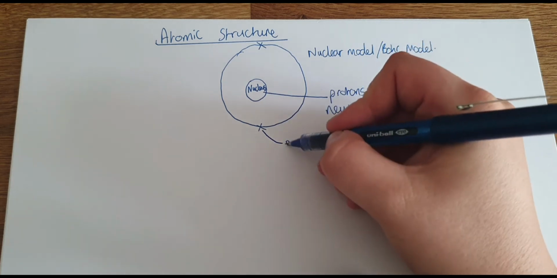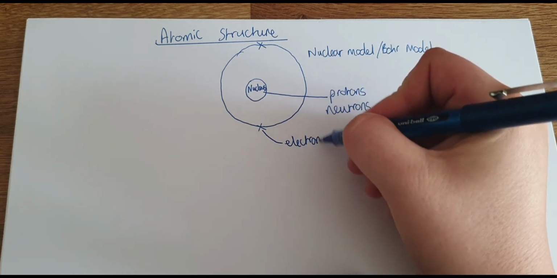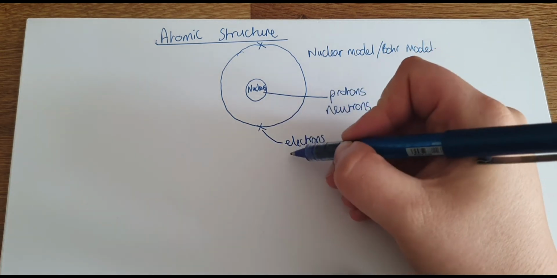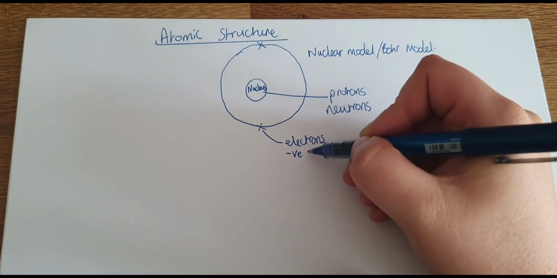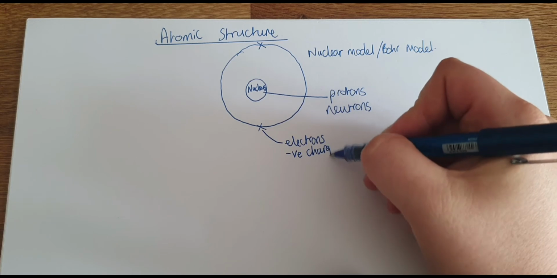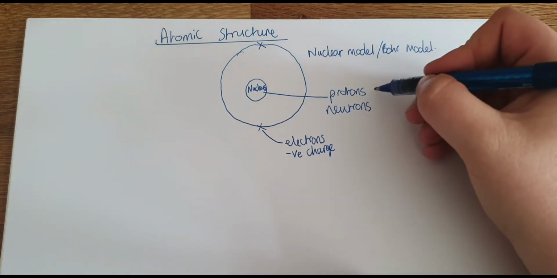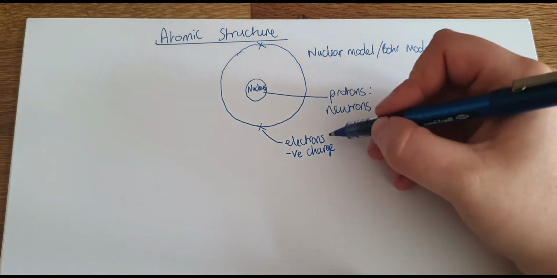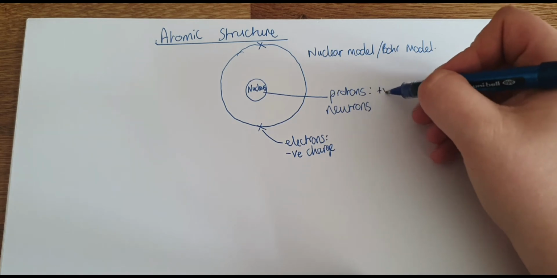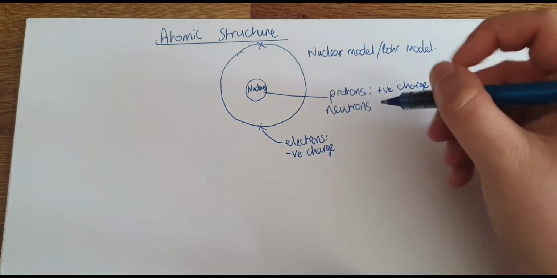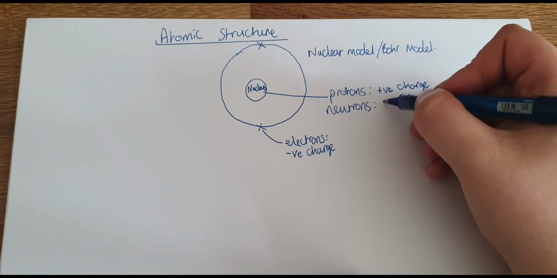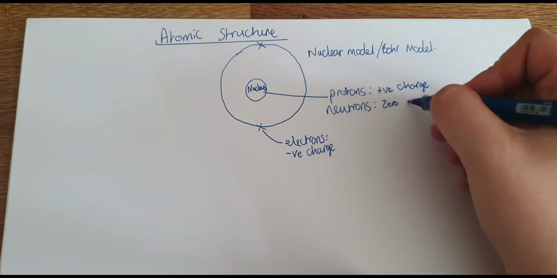Here we go, there are the electrons. They are negatively charged. This means negative charge. Protons are positively charged. Neutrons, zero charge.